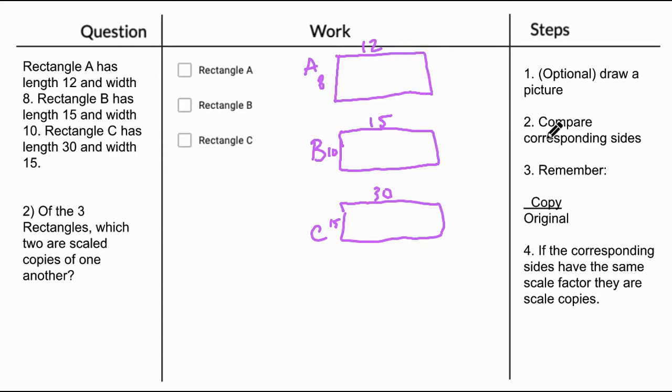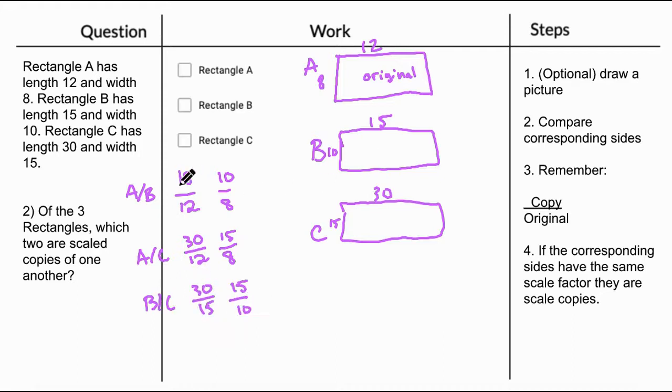So the next step is to compare these corresponding sides by putting the copy over the original. We'll go ahead and say that rectangle A will be our original. It doesn't necessarily matter as long as you're using the same one as your original each time. So I'm comparing all three possible comparisons here: A with B, A with C, and then B with C. For B with C, I used B as our original on this one.